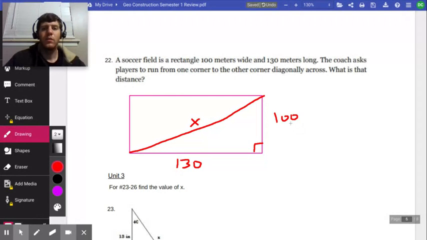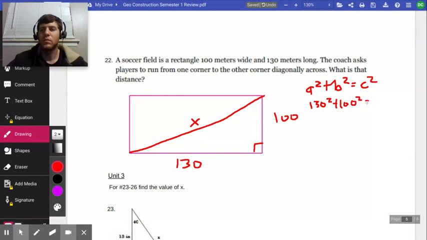Well, we can use the Pythagorean theorem here. So we have two sides of a right triangle, and we're looking for the third side. So it's going to be a squared plus b squared equals c squared. So a and b here would be your two legs. So 130 squared plus 100 squared equals c squared.